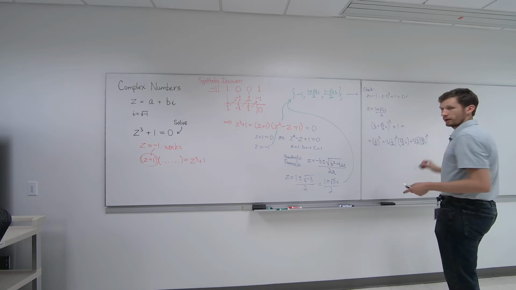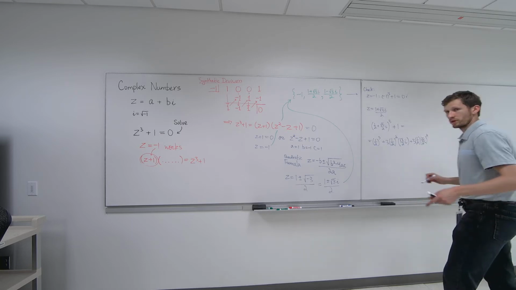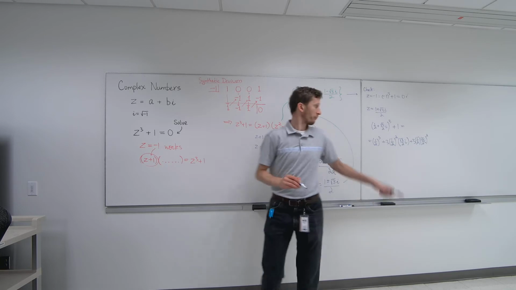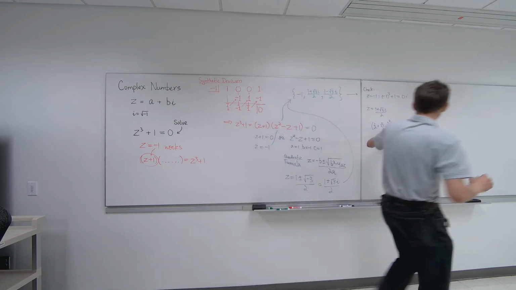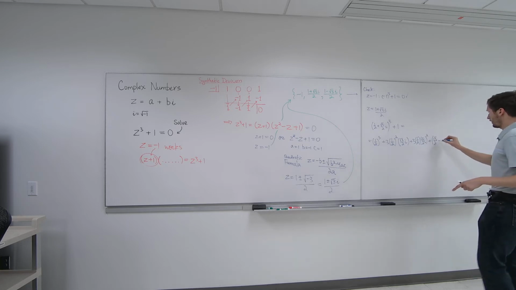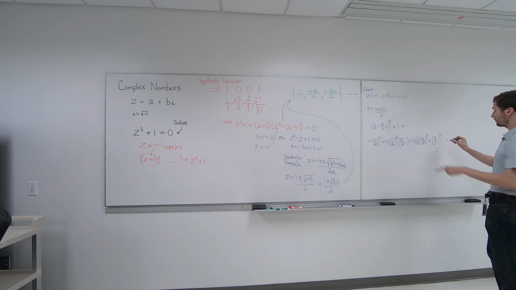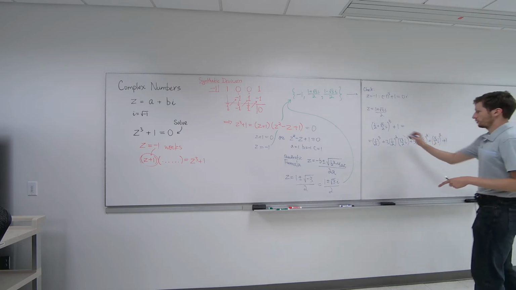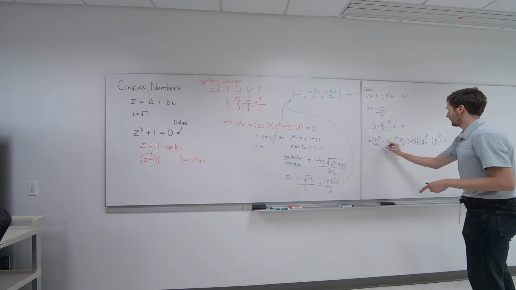Okay. And finally, what do we have? We have the plus this one cubed, right? So plus root 3 over 2i cubed, and then plus a 1 at the very end, right? So this here is that right there.